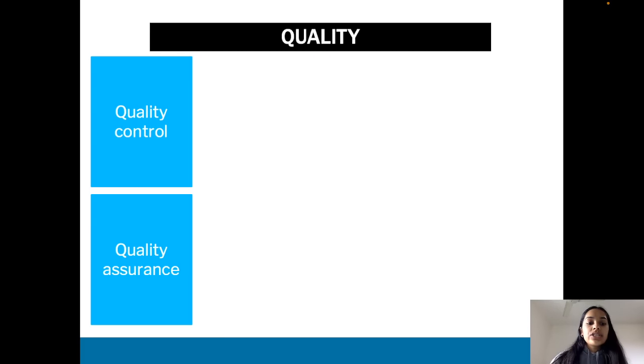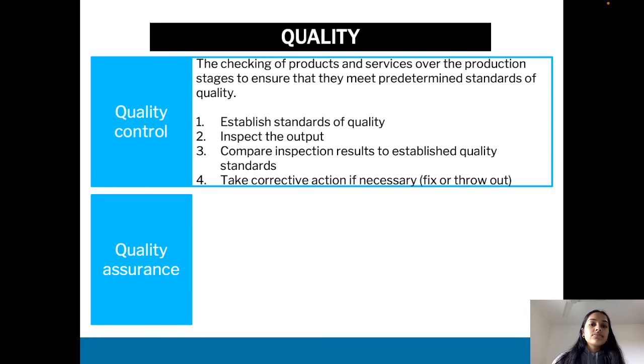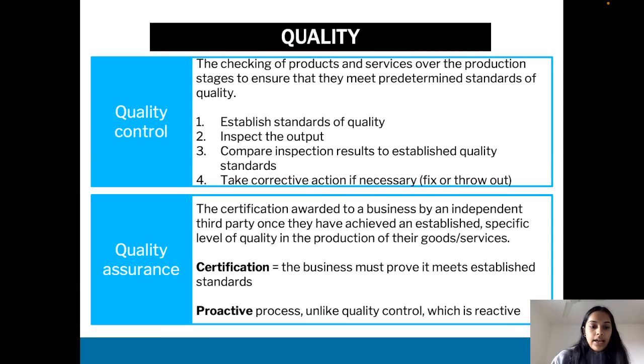Okay, then we have our quality strategies. So quality control really looks at checking products and services over the production stages to ensure that they meet benchmarks or predetermined standards of quality. The steps of quality control: the first step is establishing those benchmarks. The second is to actually inspect the output. The third step is to compare the inspection results of the output to the benchmarks and see if the output quality meets the benchmarks. And in the case that quality standards are not met, then the business needs to make sure that they're taking corrective action to fix that.